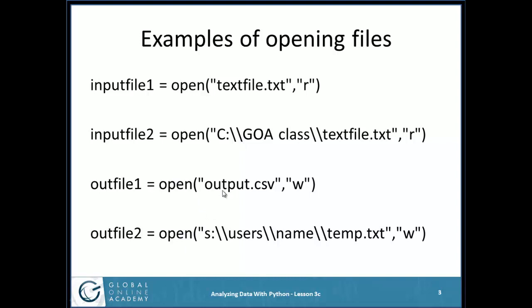And here's 2 examples of opening a file to write to it. Output.csv would be something that would be either created or overwritten in whatever the working directory is for Python. And here I've got a fully qualified name: on drive S, folder users, subfolder name, file name temp.txt.